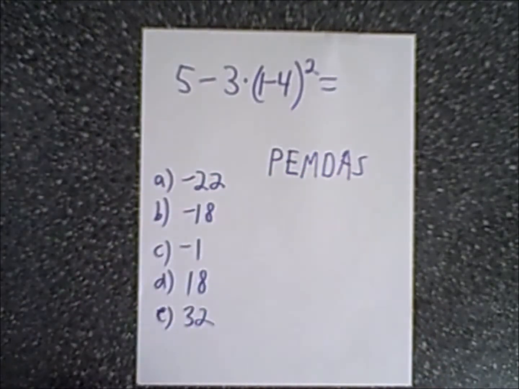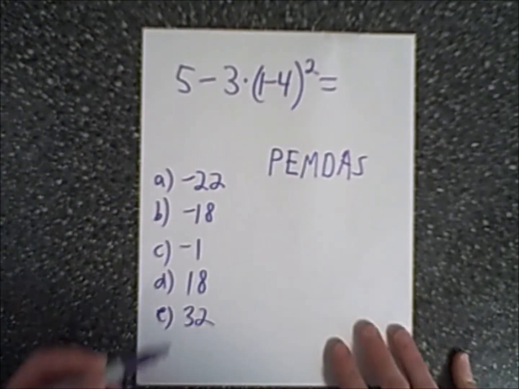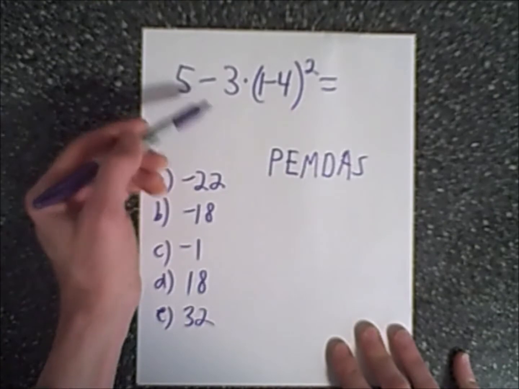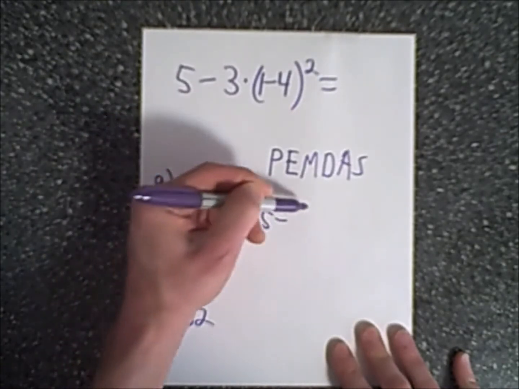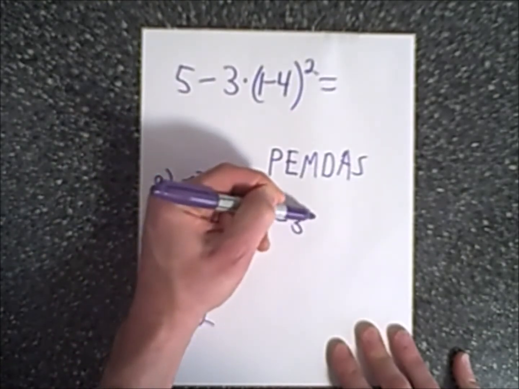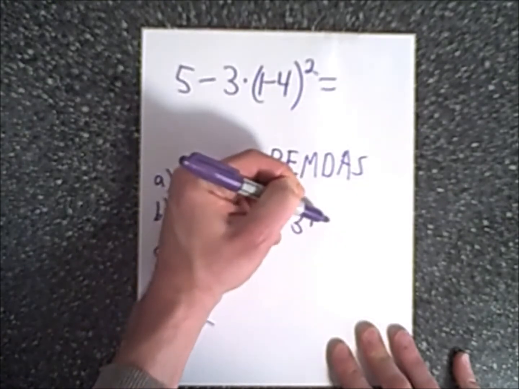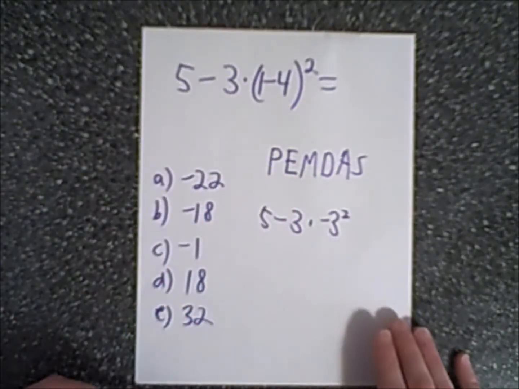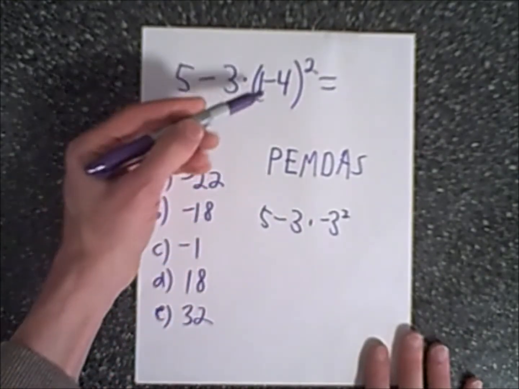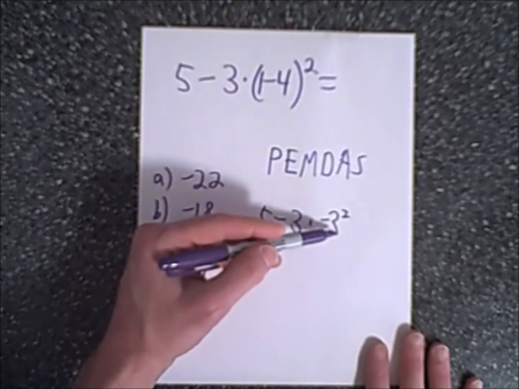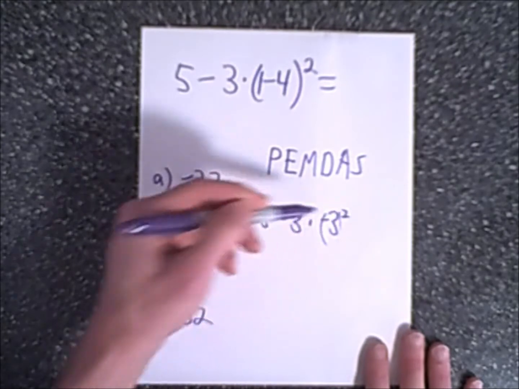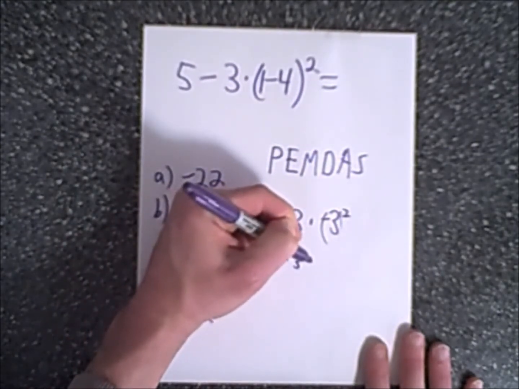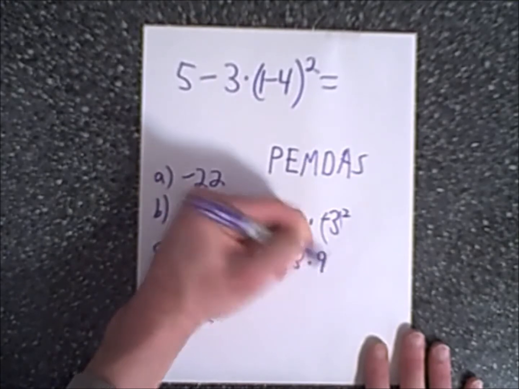And if you remember that, let's follow it and do each one of them. So PEMDAS says we use parentheses first. So let's change this and solve the parentheses. So you have -3 times -3 squared. So we got rid of the parentheses. Then we move on to exponents, and of course negative 3 times negative 3 is 9. So now we're down to 5 minus 3 times 9.